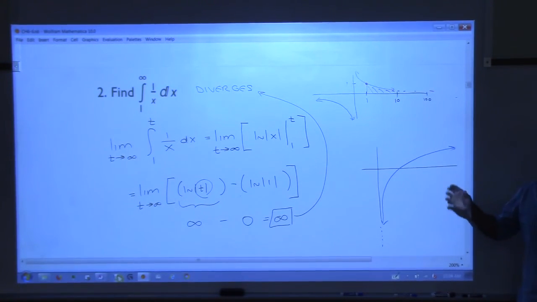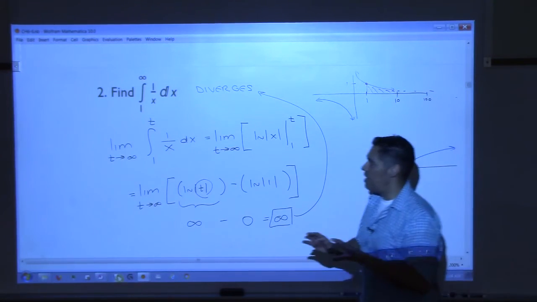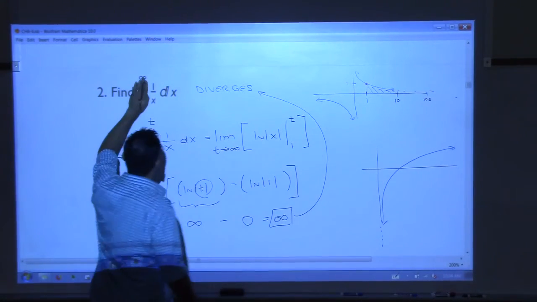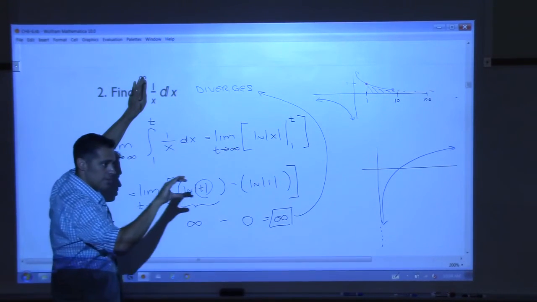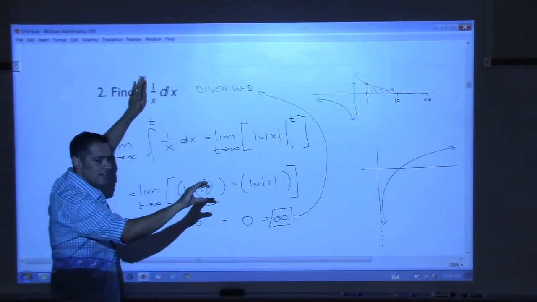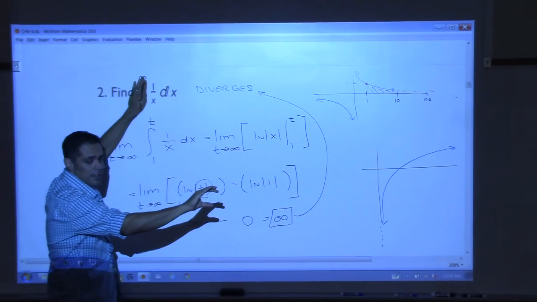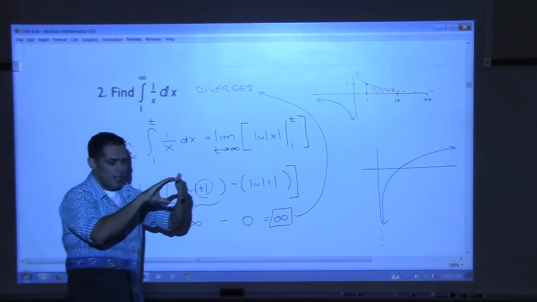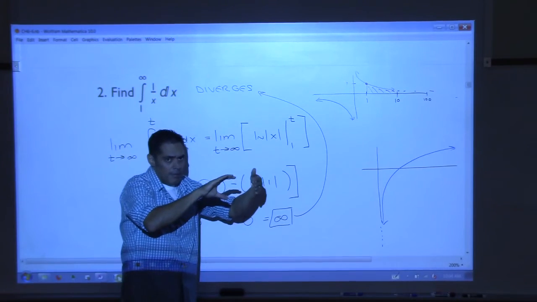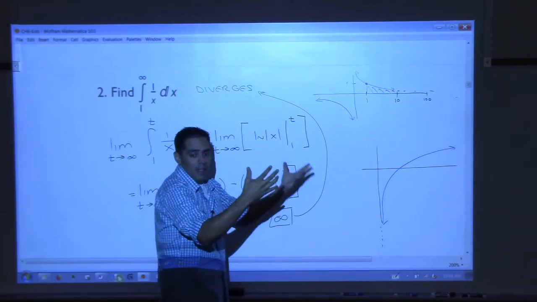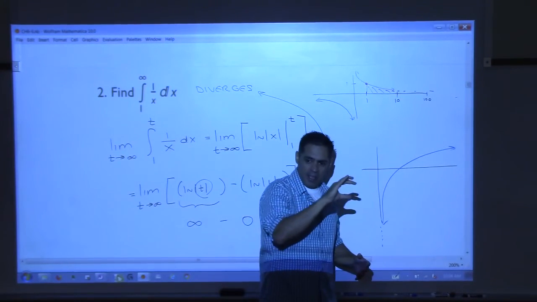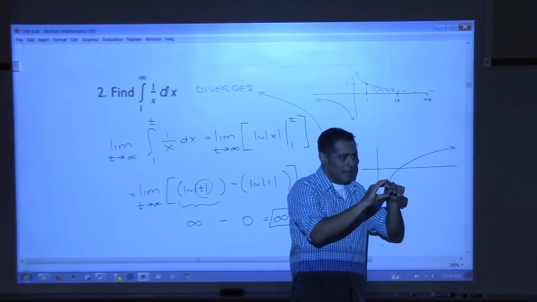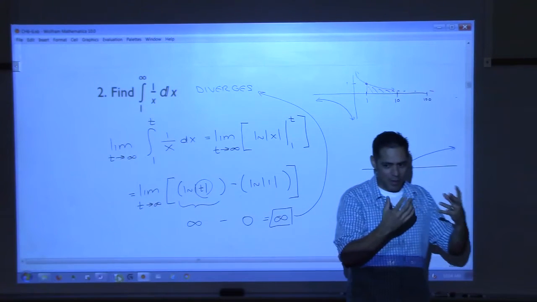With this one, what it all comes down to is that this function is decaying as you move out to the right. It's headed to 0. It's just not headed to 0 fast enough. And so those areas accumulate fast enough that it's overfilling the cup. But the 1 over x squared decays fast enough that those areas don't overfill the cup.